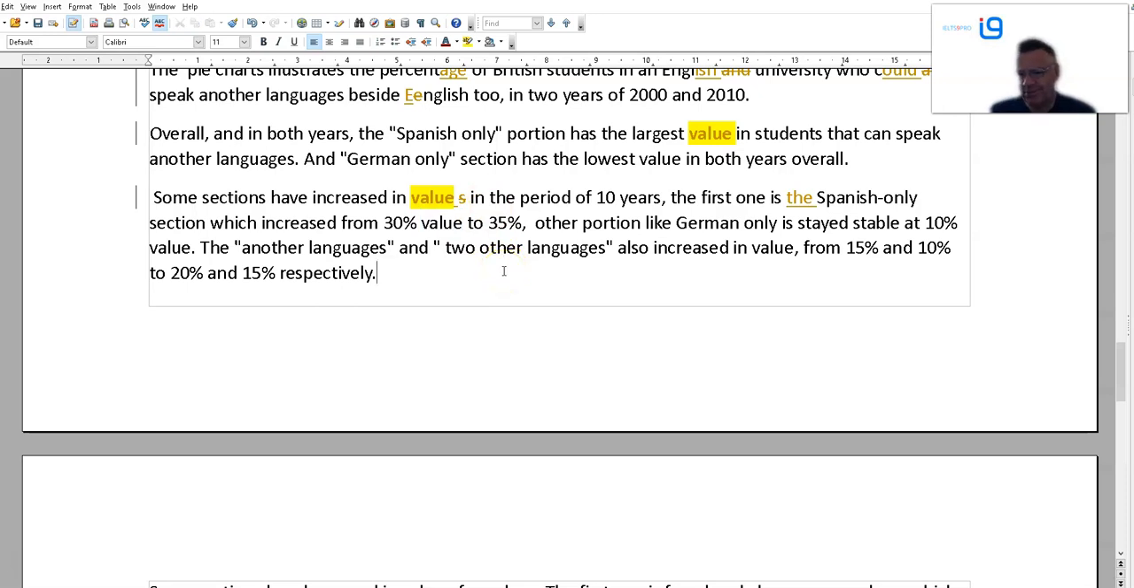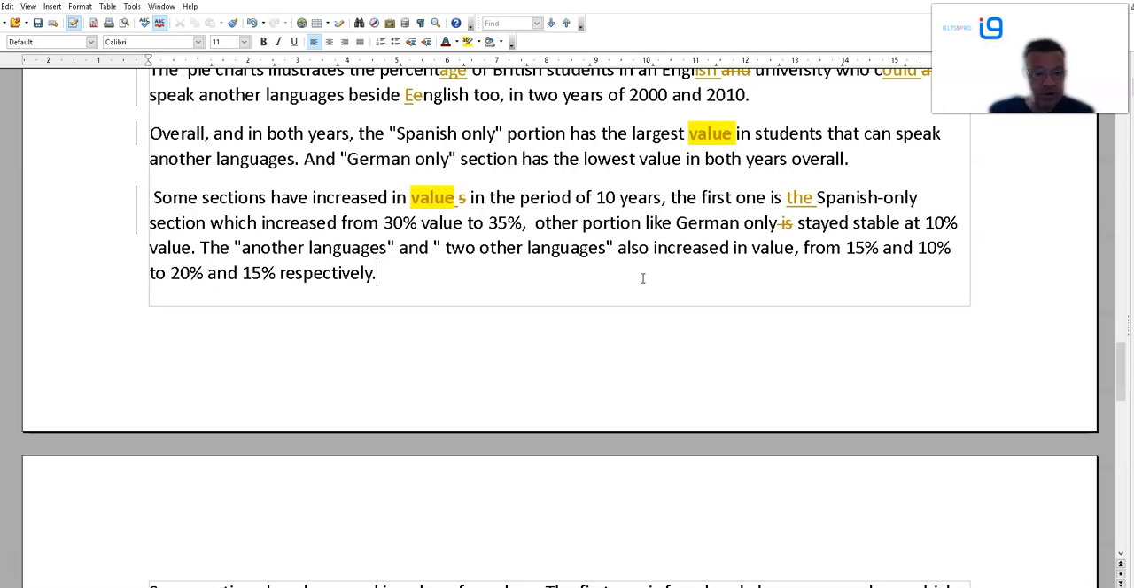Other portion, like German only, is state stable. Well, state stable, 10% value. What's obvious value? It's something doesn't increase in value. That's like, right, so say you buy a bar of gold and it's worth 1,000 euros. Then because of the markets, a week later it's worth 1,500. That's an increase in value. So that's not the same. That's simply an increase in percentage, in figures, not necessarily in value.